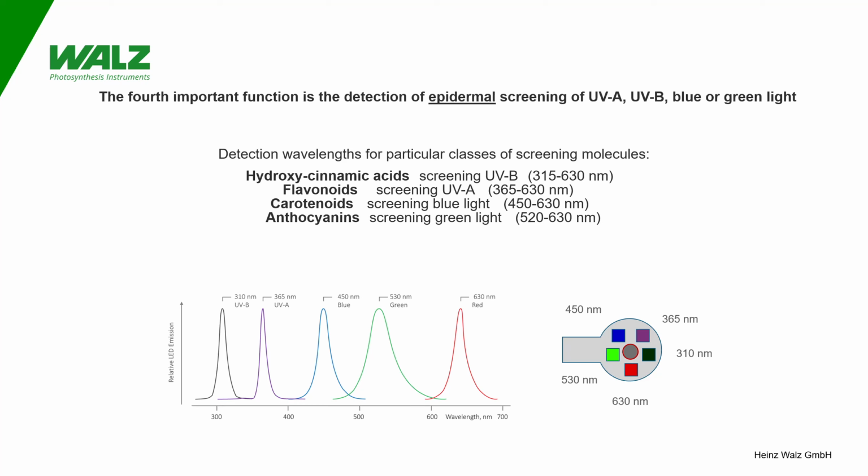Screening of UV light is important because UV light can destroy the manganese cluster of photosystem 2, and it can cause damage to DNA. For this reason, it is important for plants to reduce UV levels strongly by epidermal screening. The screening of blue and green light has been suggested to be more related to the reduction of excitation pressure and thereby to reduce the risk of photoinhibition.